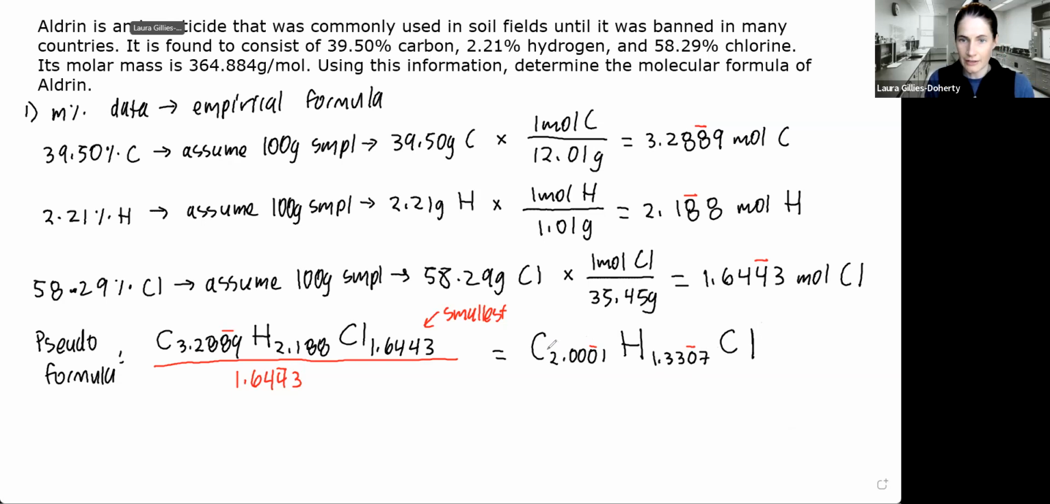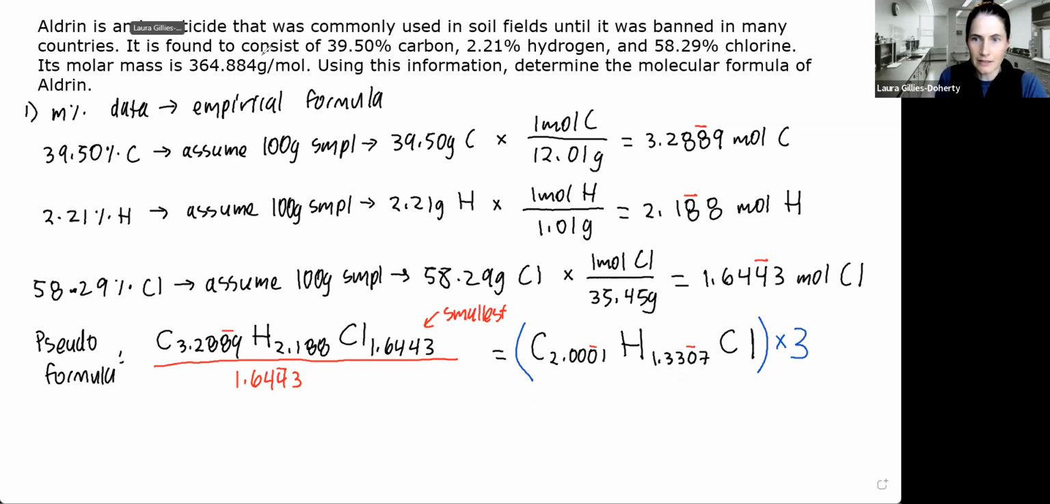So I could round the carbons to 2. They're close enough to 2 to be rounded to a whole number, but my hydrogens are not close enough to 1 or 2 to be rounded to either of those whole numbers. So this is where I need to multiply everything through to get all of my mole ratios close enough to whole numbers. So since it's ending in 0.33, I'm going to multiply by 3. So I'm going to multiply everything by 3, because anything we do to one of the mole ratios, we have to do to all of them.